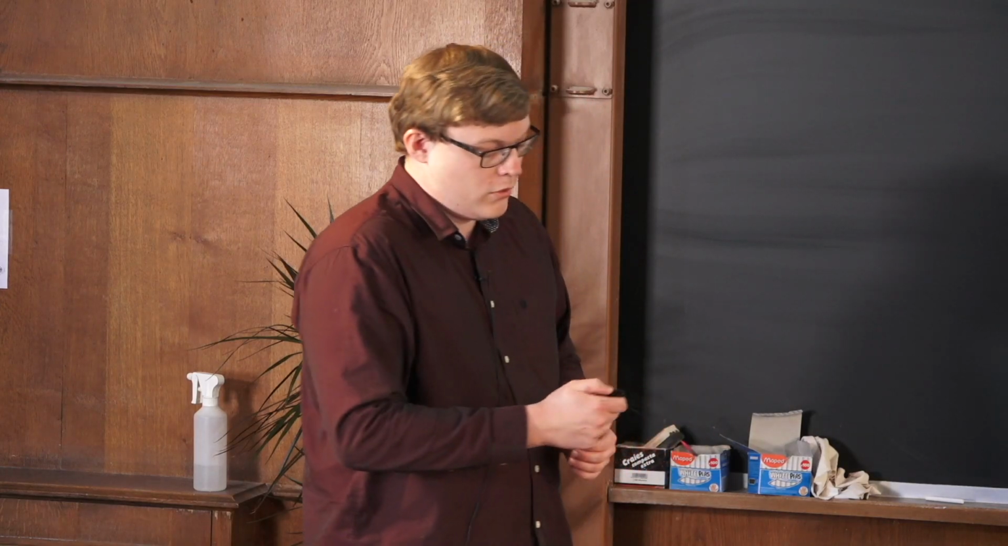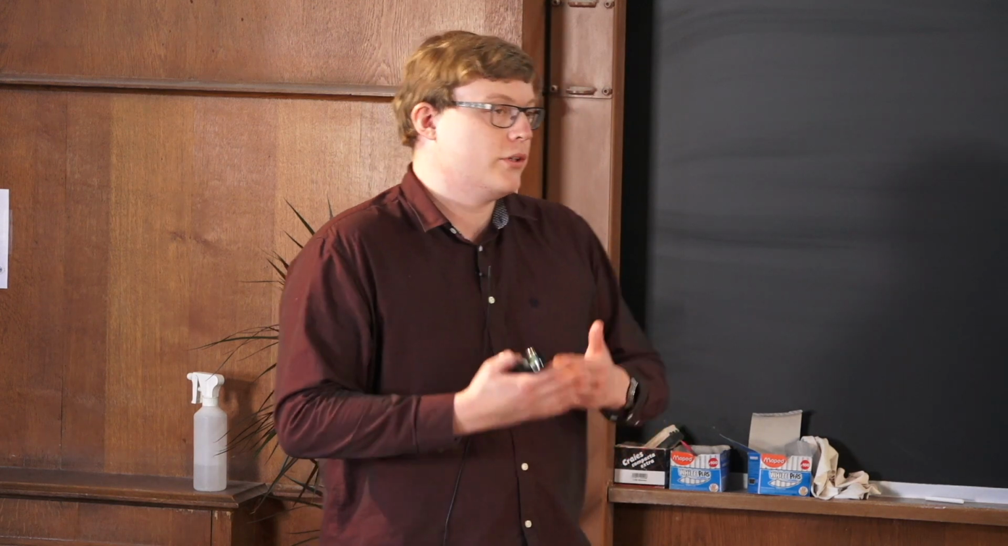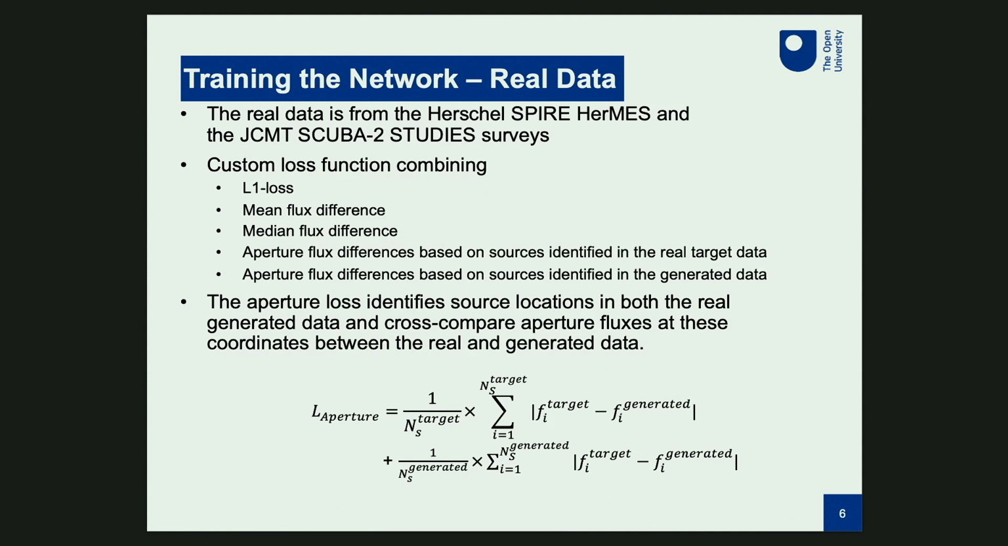When we then train on the real data afterwards, we do the exact same thing all over again, but this time we add an additional step. We also identify sources in our generated data and cross-match those locations onto our real target data. By doing this, we hope to punish the network if it starts inventing sources that don't exist. If it invents a source that doesn't exist, it should hopefully be identified as a source in the generated data, but as there's no signal there in the target data, that should hopefully teach the network not to do that.